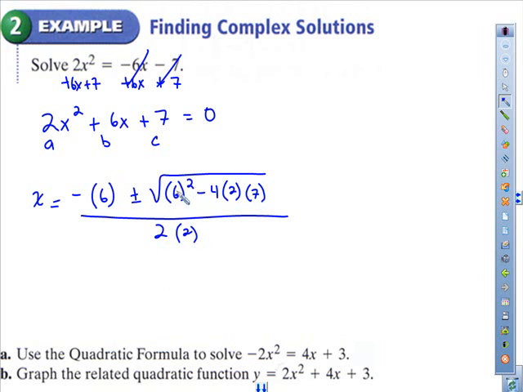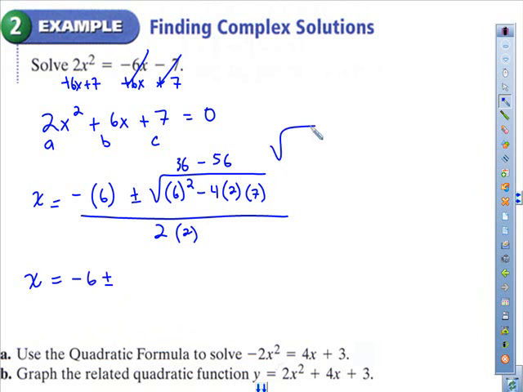Let's simplify everything. 6 squared gives you 36. Negative 4 times 2 is negative 8, times 7, so that gives us negative 56. Okay. So let's simplify everything. So x is going to equal negative 6 plus or minus.